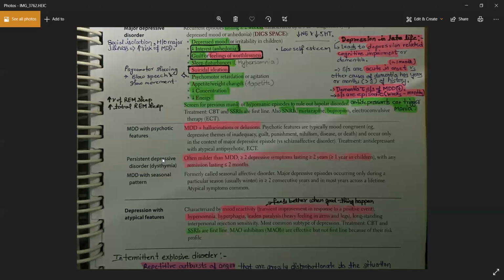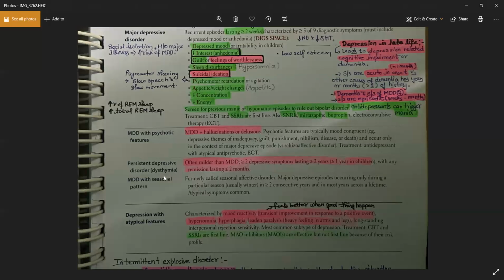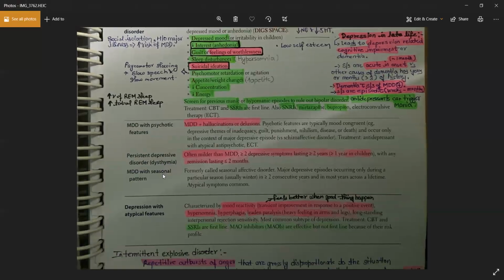Other type of depression is the MDD with seasonal patterns. With the seasons, the patient can have a depression. They can have a depression in the summers, or they can have a depression in the winters.